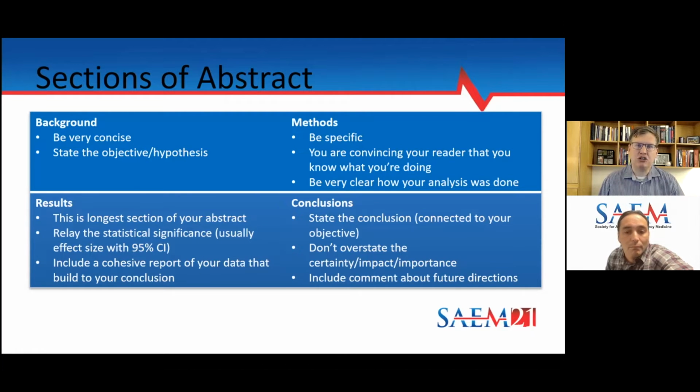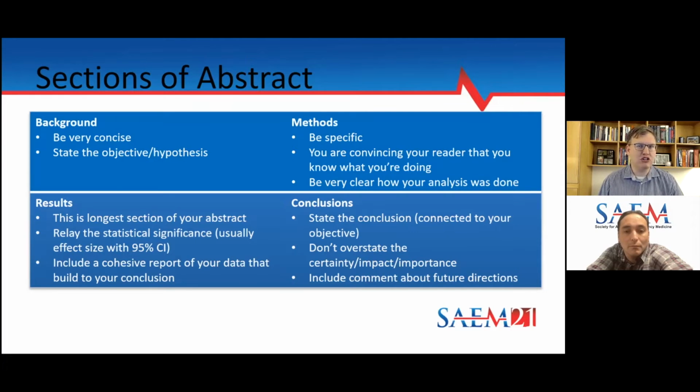The second section is your methods. In your methods section, you want to be very specific about what it is that you did. This is the meat of how you're going to convince reviewers and your readers that you are doing high quality science and that your methods are sound. You also want to be really clear about what statistical methods you used and how your analysis was conducted.